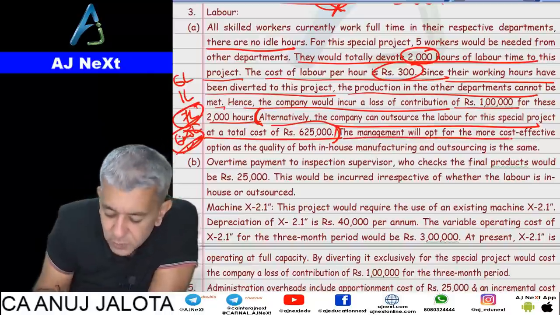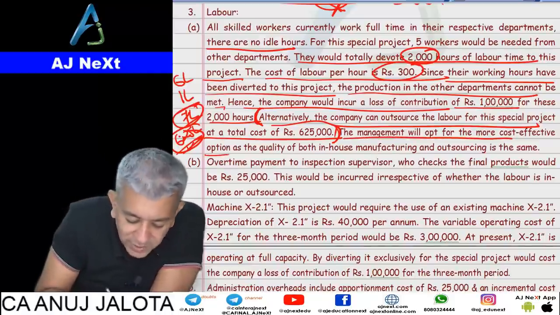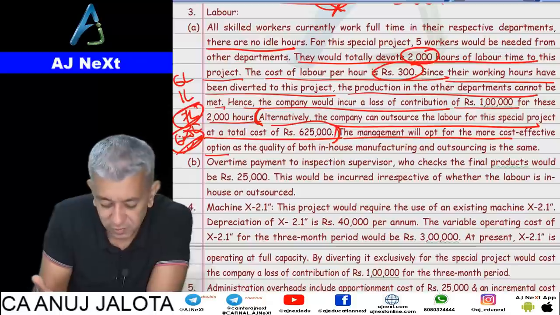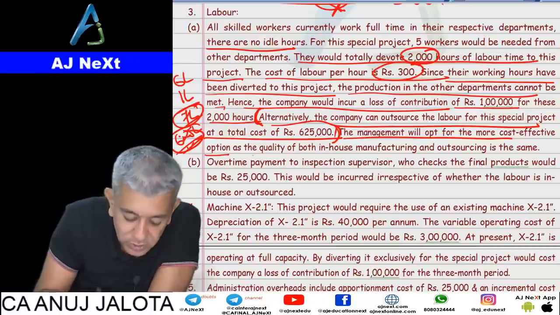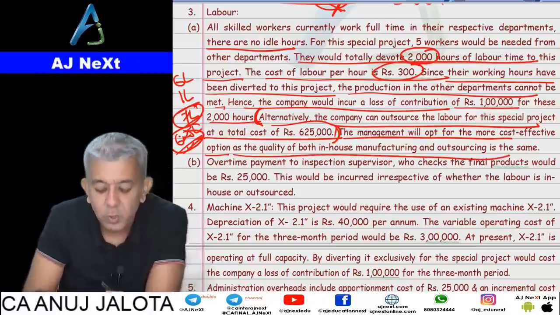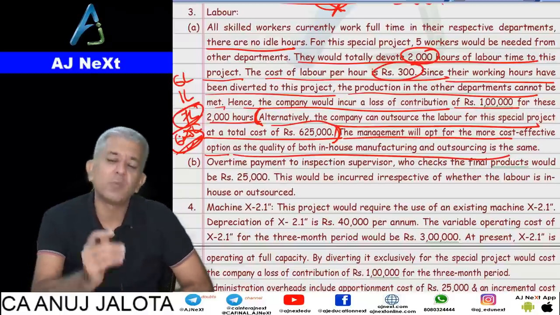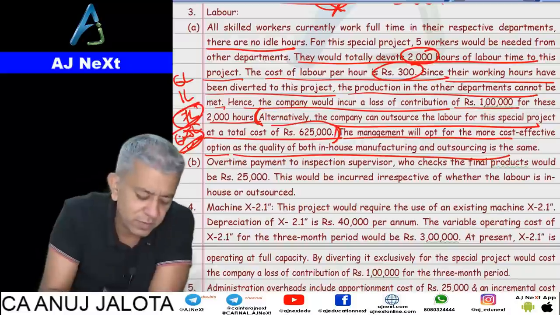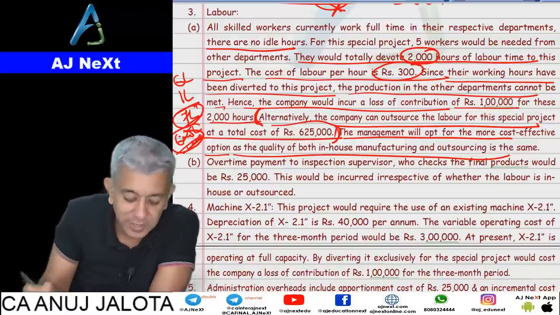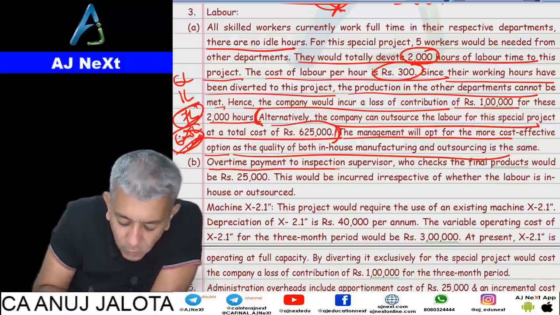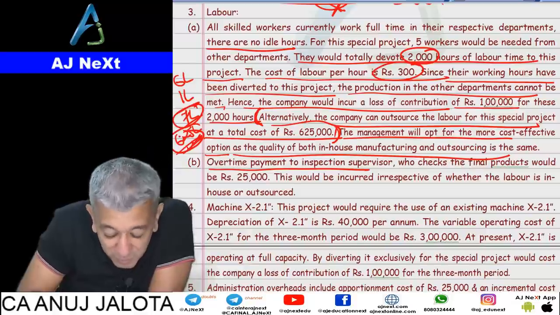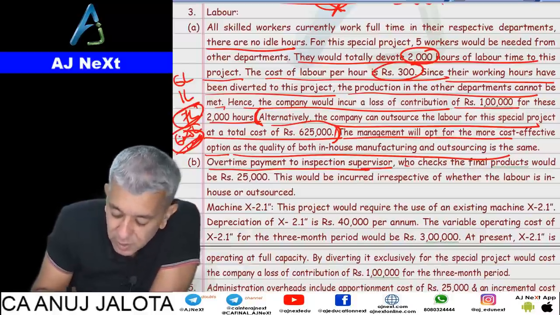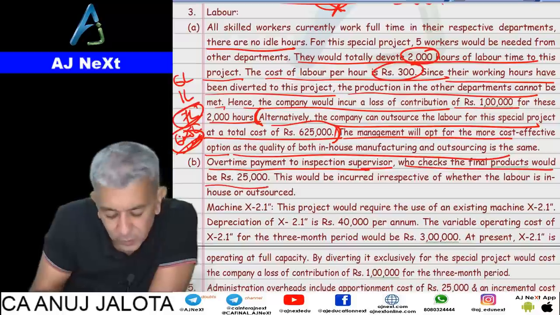Read further. The management will opt for the more cost effective option. That's very obvious. Even if you will not tell me, I'll go for the option which is cheaper, as the quality of both in-house manufacturing and outsourcing is the same. Obviously, if the quality is the same, then you can do cost analysis here. So wherever it is cheaper, that option is better. That will be part A. Part B, overtime payment to the inspector supervisor who checks the final products would be 25,000.